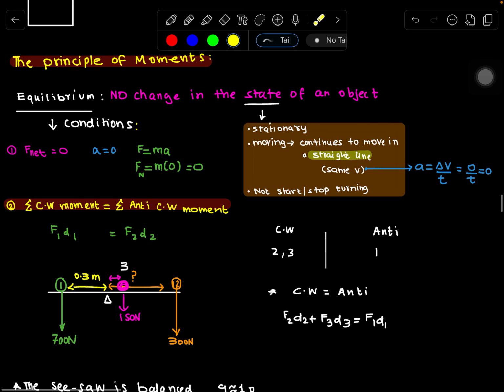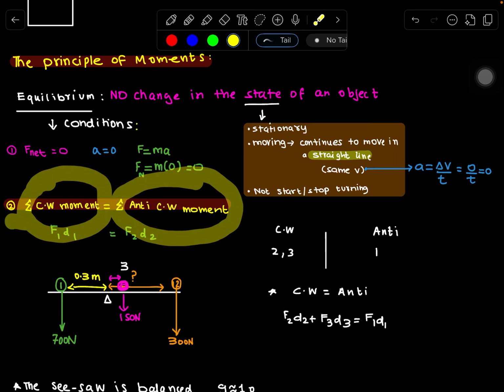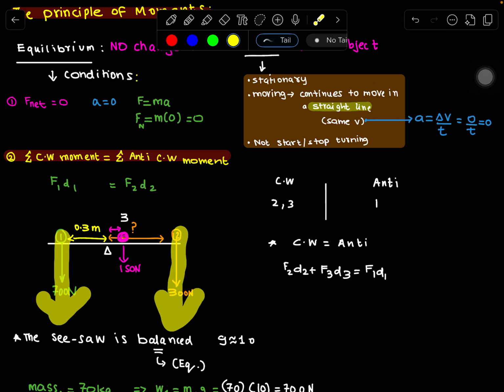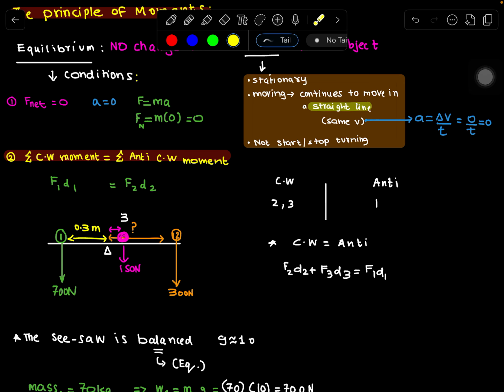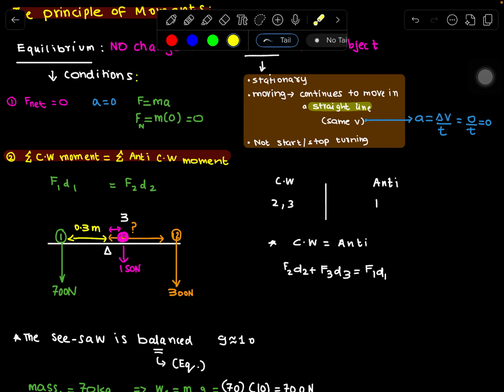And the second condition for equilibrium is that your clockwise moment is equal to the anti-clockwise moment. That just means that if you have an object 1 and an object 2 here, and they're both applying some force downwards, which is their weight, then the moment in this direction has to be equal to the moment in this direction. That way, the beam will still be balanced.